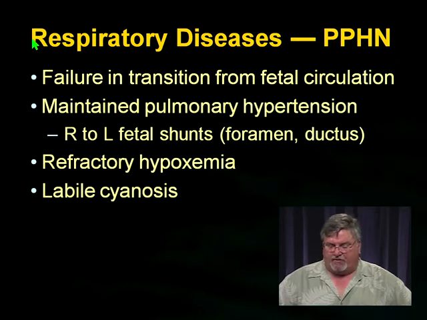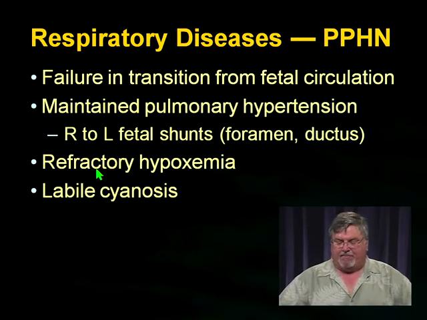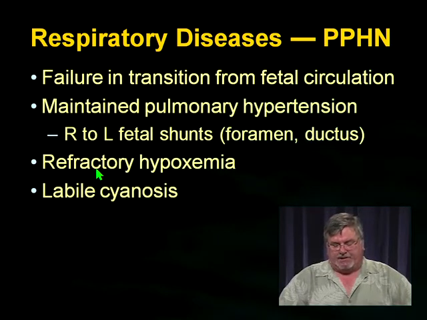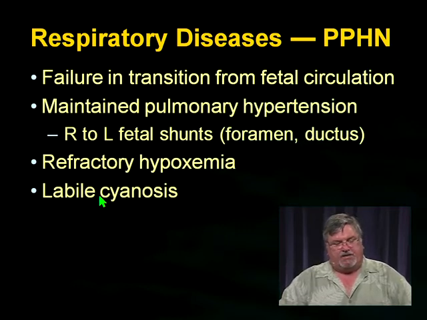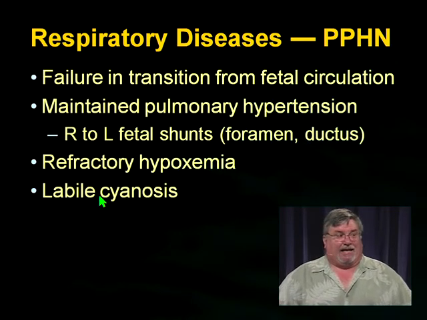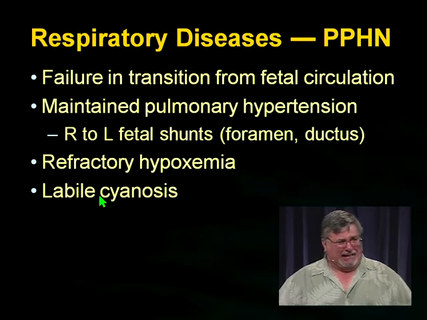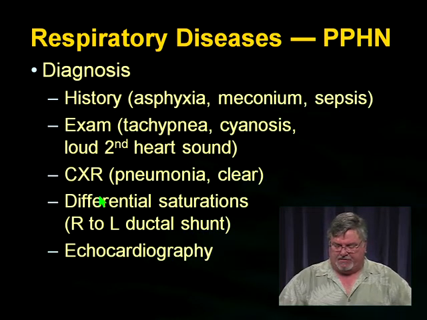So this is a quick review here. This is a maintained pulmonary hypertension with right to left fetal shunts at the foramen and the ductal level. They have refractory hypoxemia, so no matter what you do, they're hypoxic. And one of the critical keys to their diagnosis is labile cyanosis. These are kids who are puffing around in the nursery, and you look at them cross-eyed, and they drop their sats to 12, followed by expletives. And like, I didn't do anything. Why are you doing that? So this is how one makes the diagnosis. And ultimately, obviously, it's made via echocardiography.